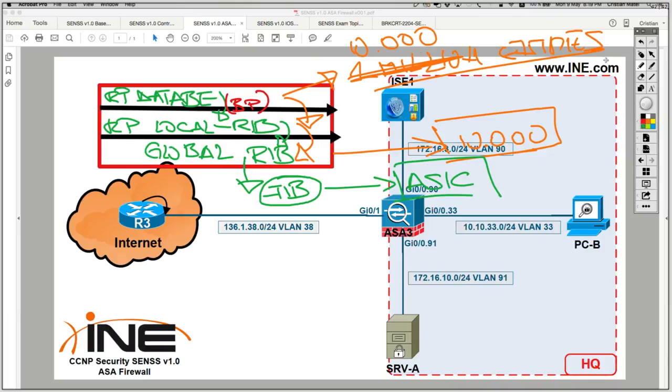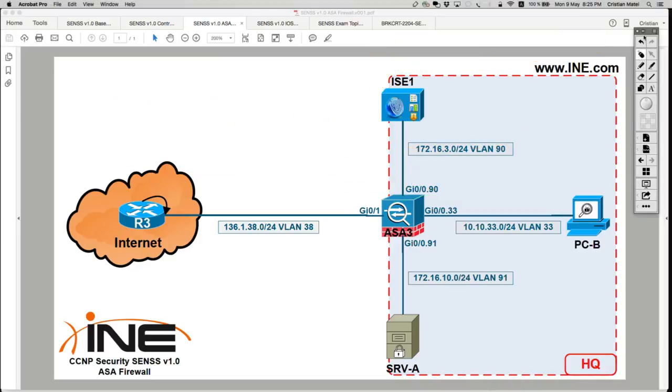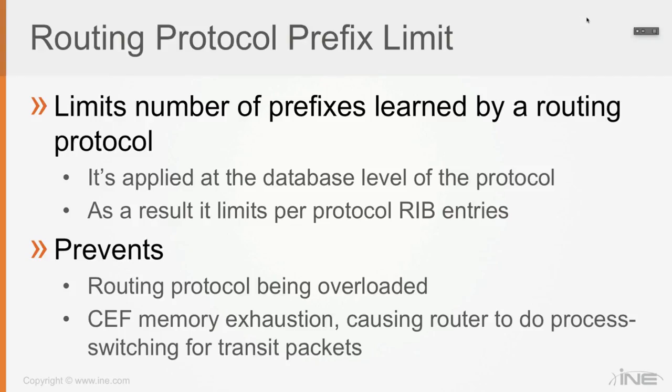So you want to limit the number of prefixes that a router can put in the database. As I said, to also make sure that the protocol actually can sustain that number, and also to make sure that the CEF memory is not overloaded, which means it's going to cause the router to do process switching for all transit packets, which means at that point it is pretty bad.